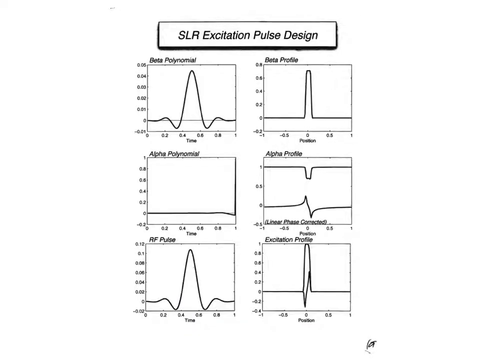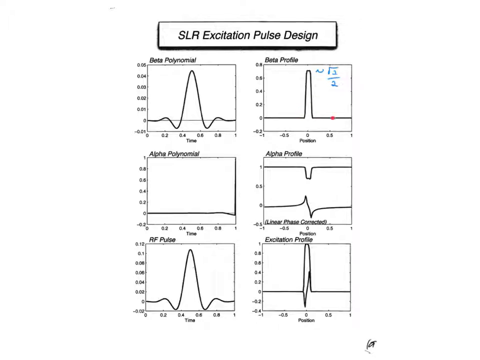So here's an example of an SLR excitation pulse design. You again start with the profile that you want in space. That gives you the beta profile, which for an excitation pulse has amplitude √2/2. You use a filter design algorithm to take the characteristics of this profile and give you the samples of the FIR filter that generate it. You can see that this already has an RF pulse-like shape.